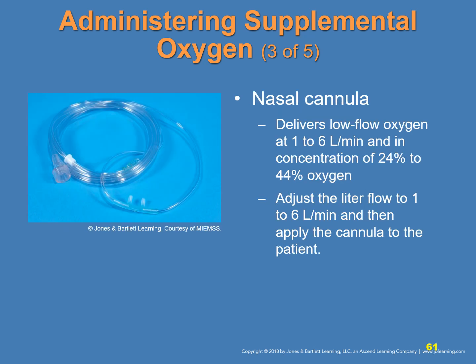Nasal cannula. A cannula delivers low-flow oxygen at 1 to 6 liters per minute and in concentrations of 24% to 44% oxygen. Adjust the liter flow to 1 to 6 liters per minute and then apply the cannula to the patient.